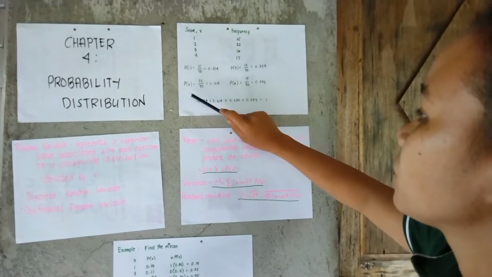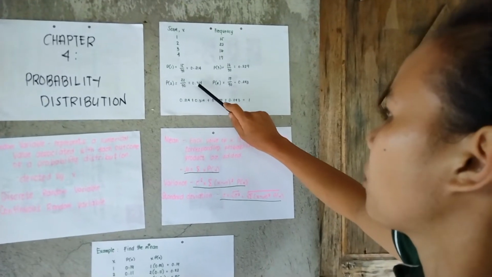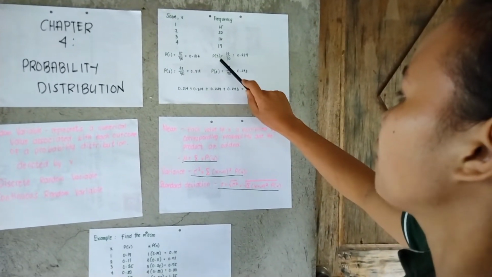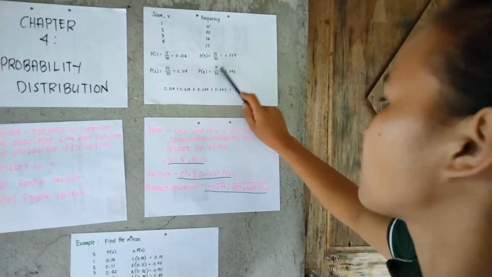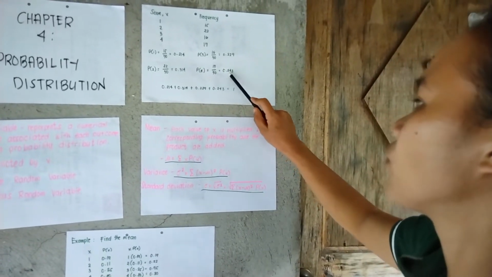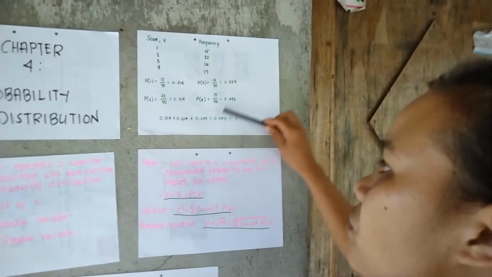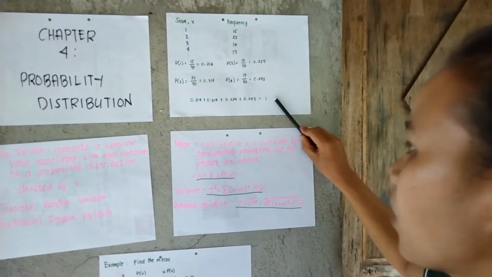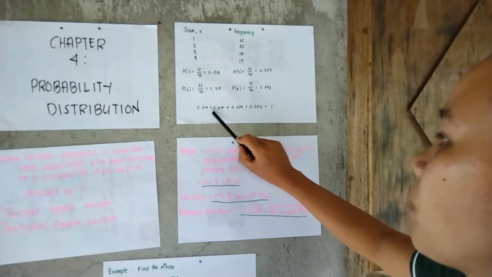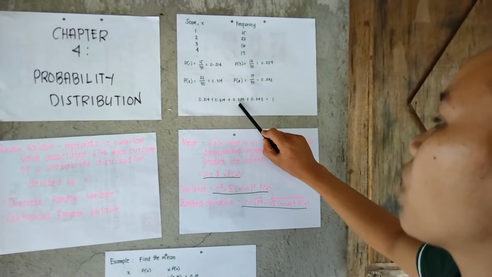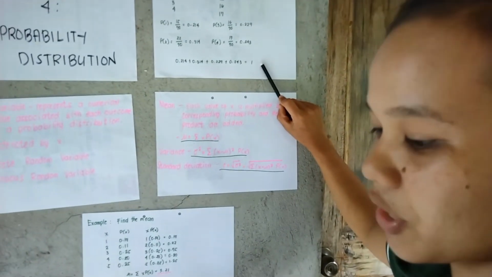Going to the next, P of 2 is 22 over 70, which equals 0.314. P of 3 is equal to 16 over 70, which is equal to 0.229, and P of 4 is equal to 17 over 70, which is equal to 0.243. Since the sum of all probabilities in a discrete probability distribution must equal 1, adding it all, 0.214 plus 0.314 plus 0.229 plus 0.243 is equal to 1. So it satisfies the given condition.